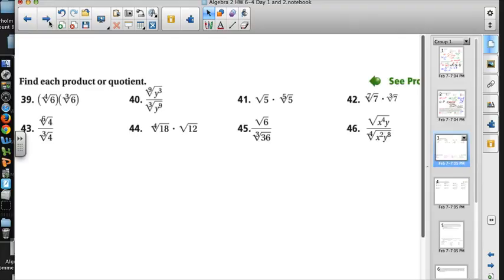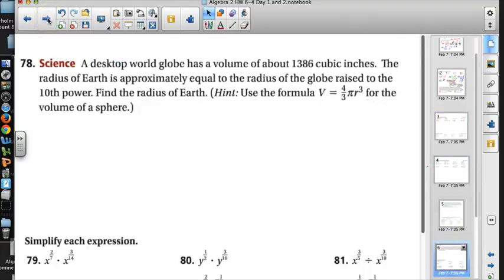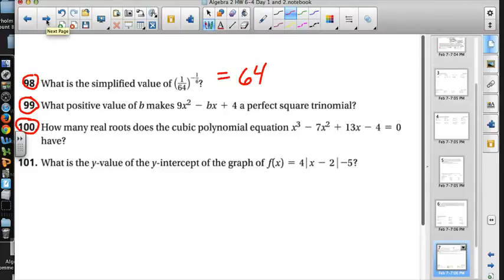On the next piece here of your assignment, we were already in some pretty large review numbers here. So 98 is, what's the simplified value of 1/64th to the negative 1/6? The first thing I would do is get rid of the negative by taking the reciprocal. So that would be 64 to the 1/6.